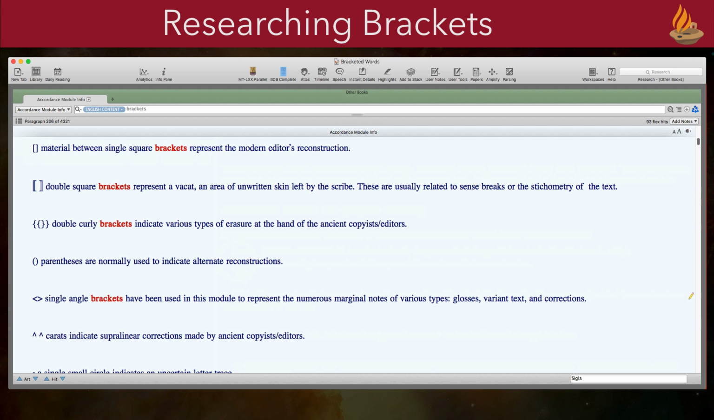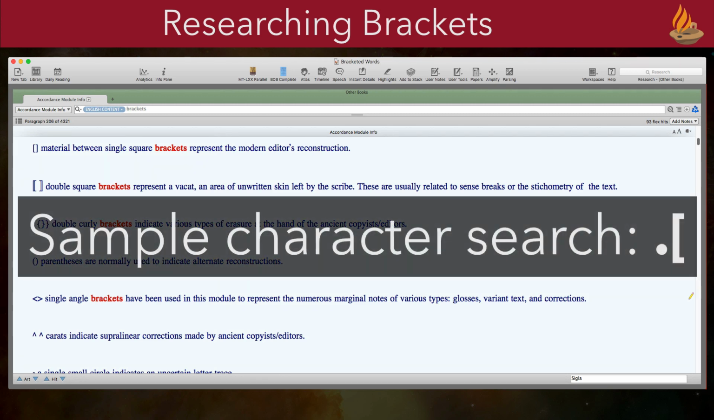I'll conclude with just one more tip. We can search or research for any single character in Accordance by typing a period, then the character. That includes a square bracket, as this sample search illustrates.